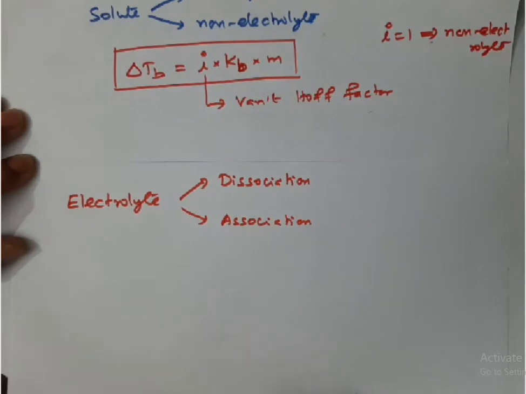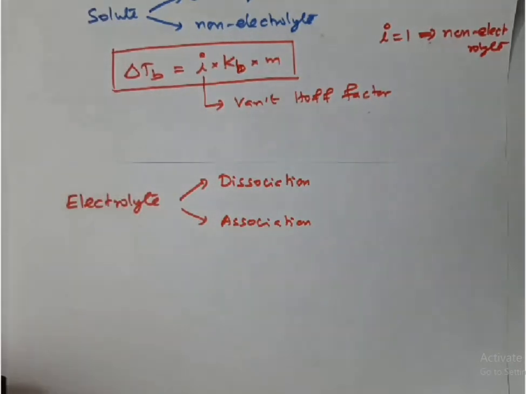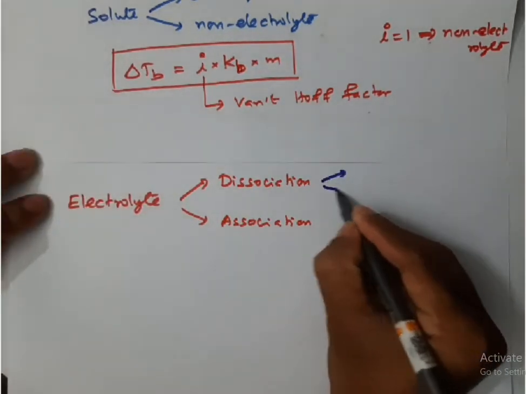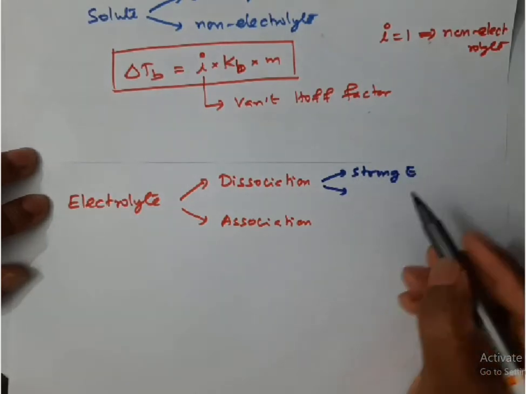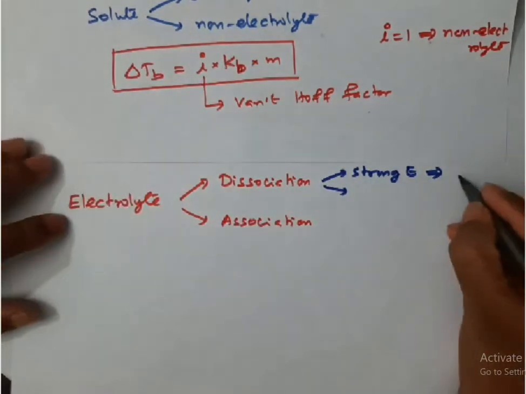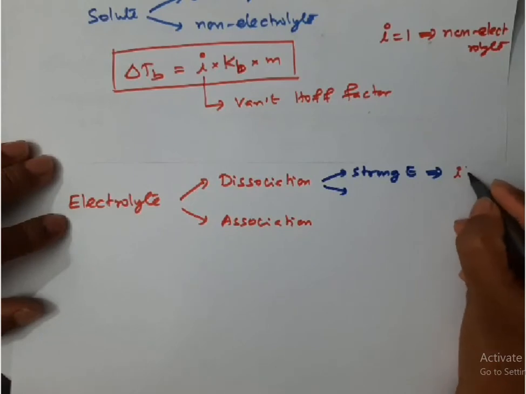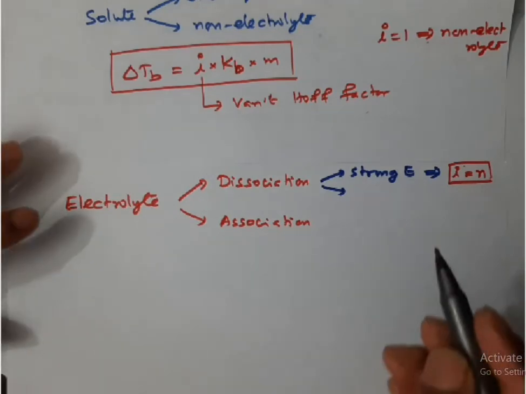Some electrolyte may also undergo association. In the case of dissociation, if your electrolyte is a strong electrolyte, then i should be equal to n. What is n? n is the number of particles, or number of ions, produced from one molecule.